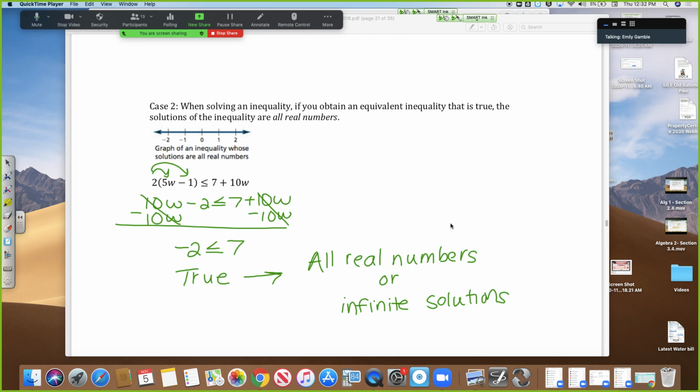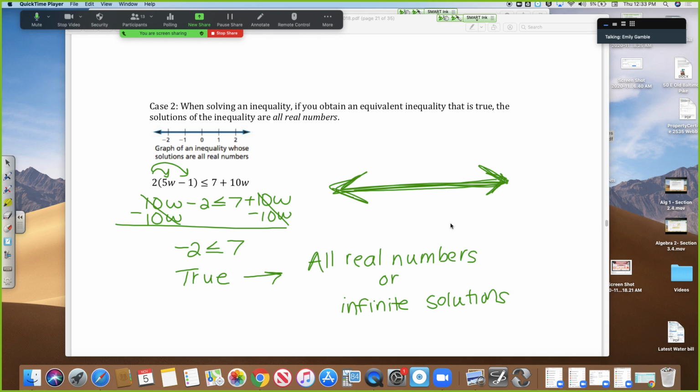A number line for infinite solutions or all real numbers is equally silly, because it's a number line with every single number colored in going both ways. It's like a number line bolded everywhere, which is silly to draw. You do not have to graph all real numbers, just like you don't have to graph no solution.